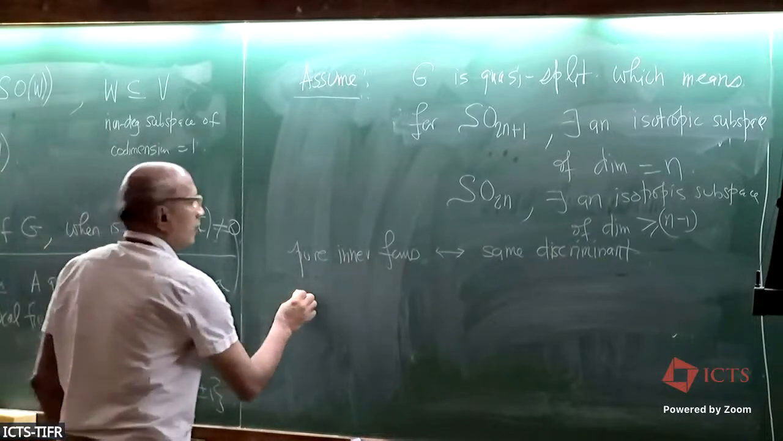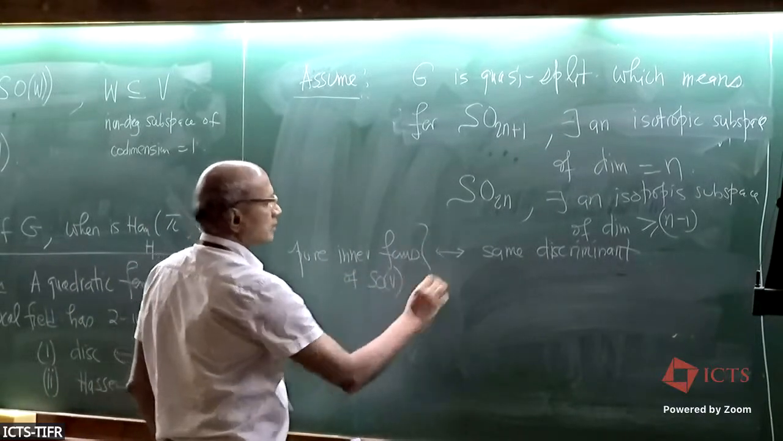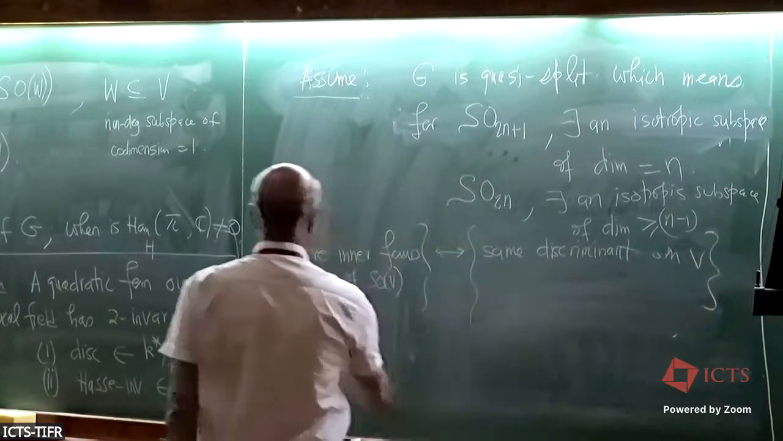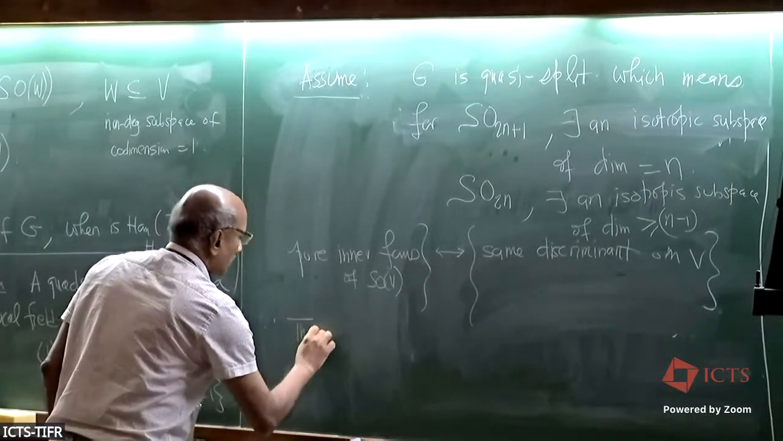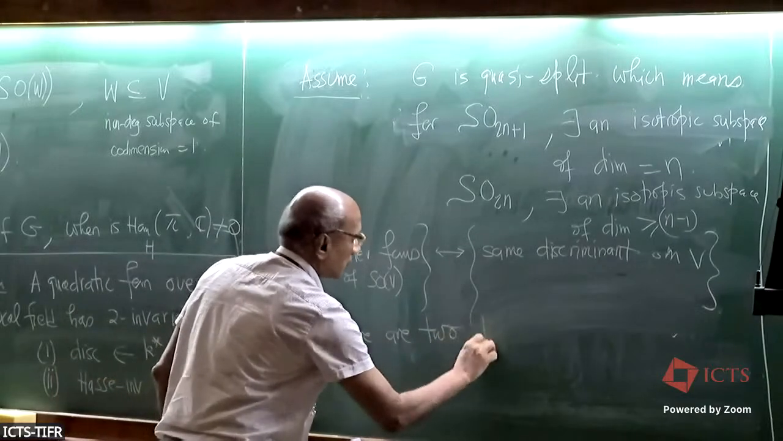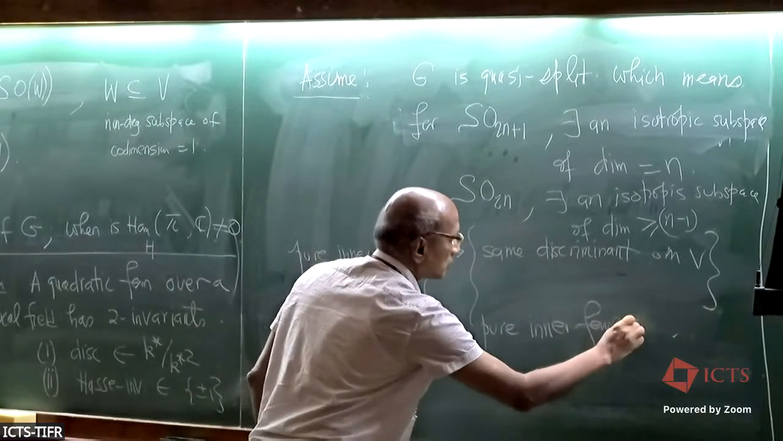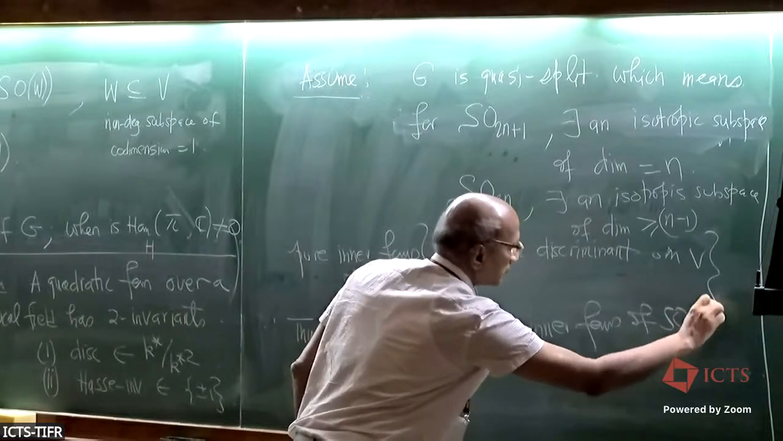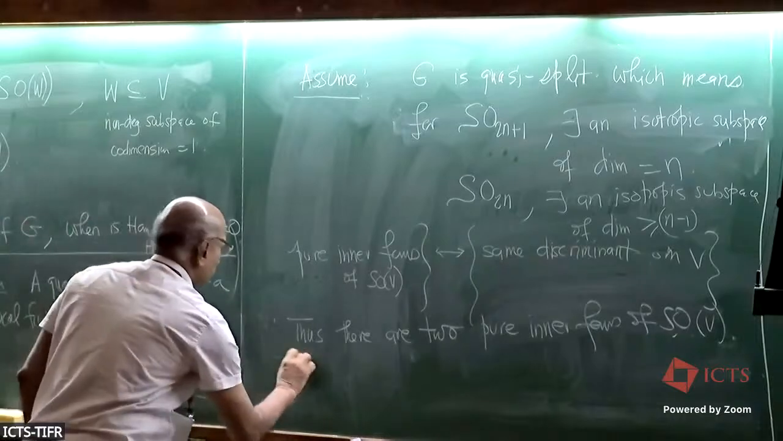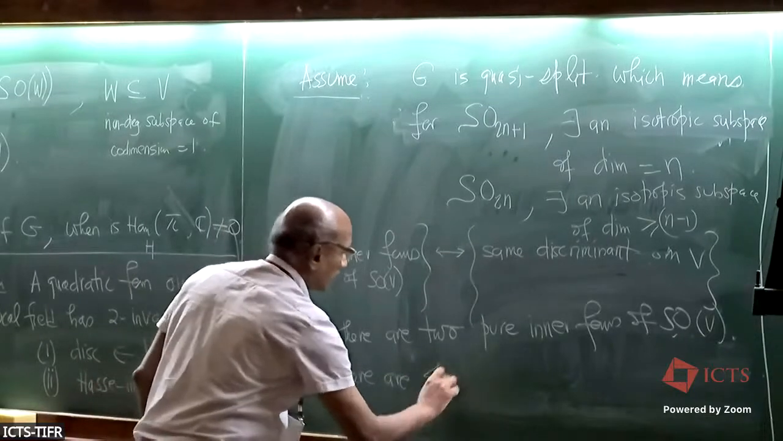So you can change the Hasse invariant on V, and thus there are two pure inner forms of SO(V). And therefore, there are four pure inner forms of G. Thus, there are four pure inner forms.